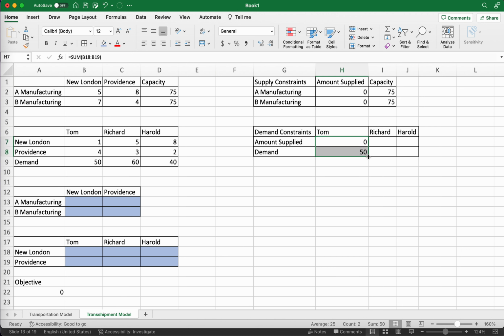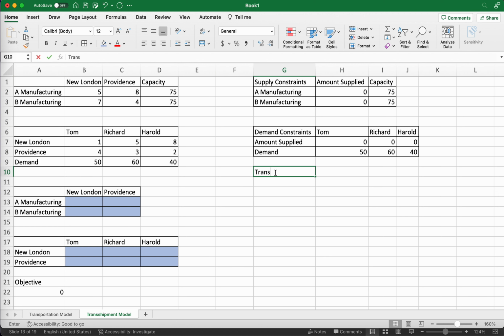Right. So everything coming into Richard's company and everything coming into Harold's company. And then you have 50, 60, and 40 in the demand values. So remember, total demand is more than total supply. So demand constraints will be less than or equal to constraints. Supply constraints will be equal to constraints.